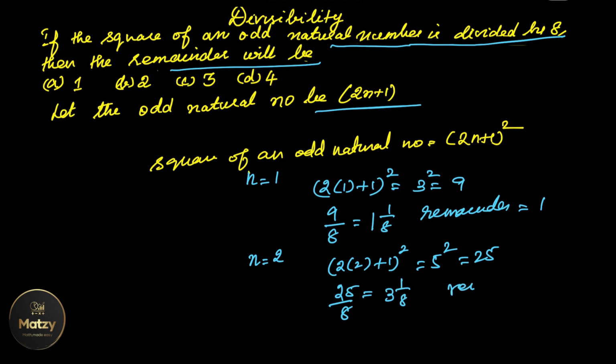Remainder is 1 only. So when you divide any square of an odd number by 8, definitely the remainder will be 1 only. So the correct option is A. Correct option A. Answer is 1. Thank you.